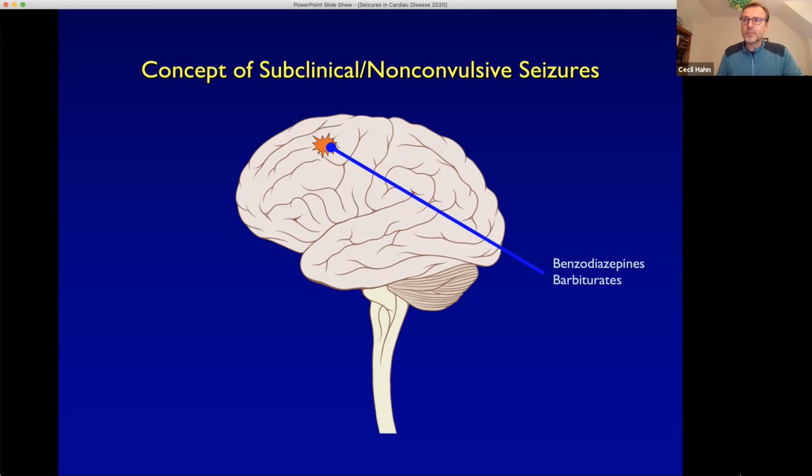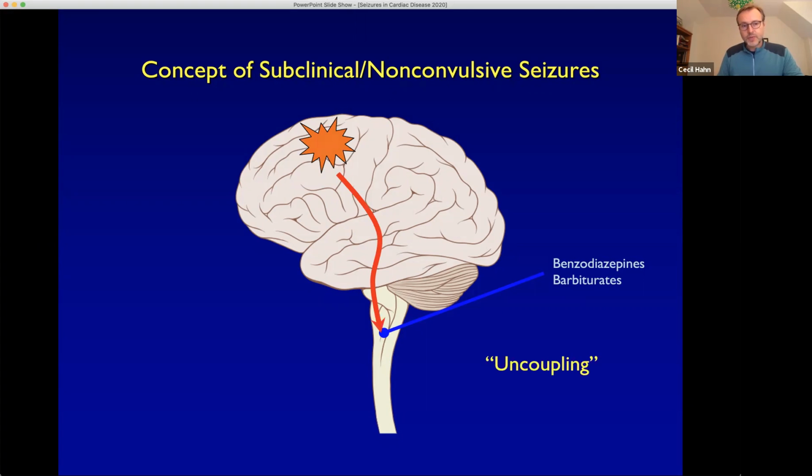When we treat seizures with benzodiazepines or barbiturates, those target the cortex, the brain, and shut down abnormal brain activity. But these drugs also act elsewhere. They also act in the brainstem, they also act in the spinal cord, and that may account for this phenomenon of uncoupling that we see, which is when seizures initially are electroclinical, and then following treatment, you cure the clinical part of the seizure, but if you have an EEG running, you'll notice that the seizures are actually still going on in the brain, and you've just blocked their expression clinically.